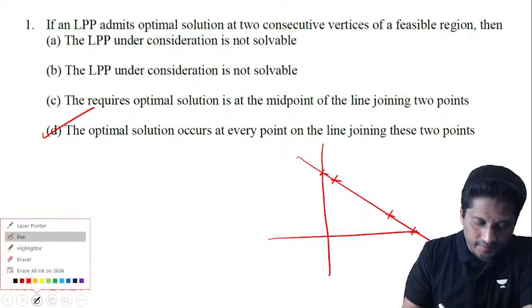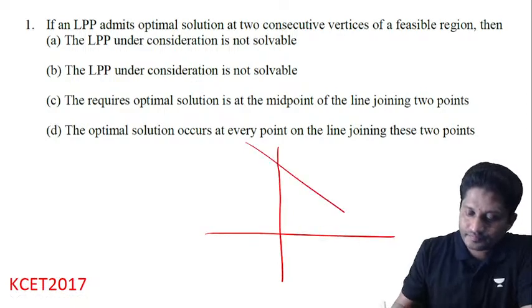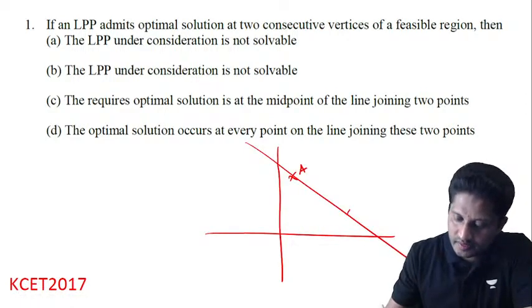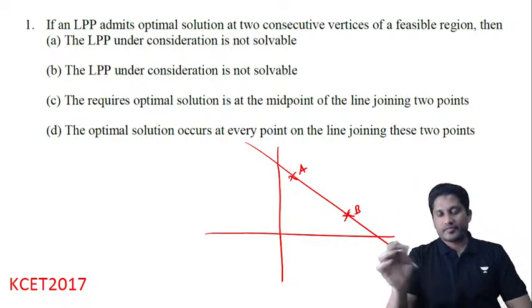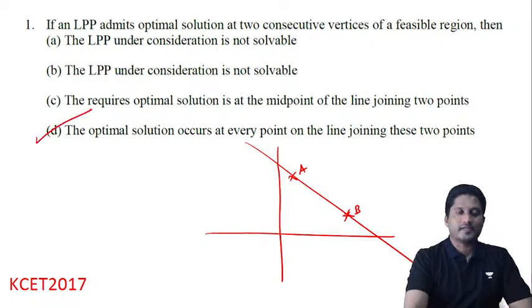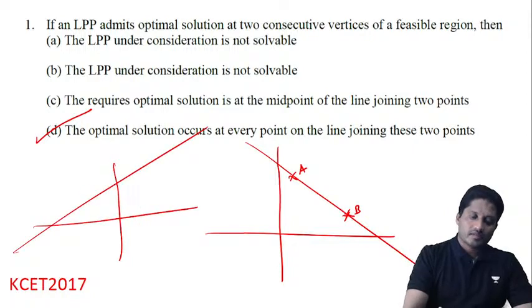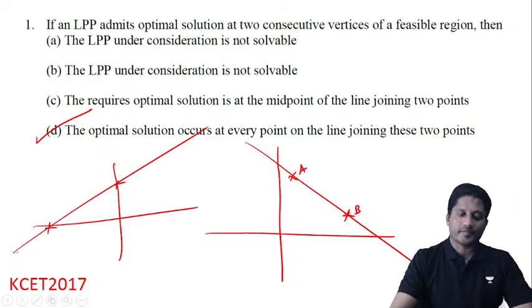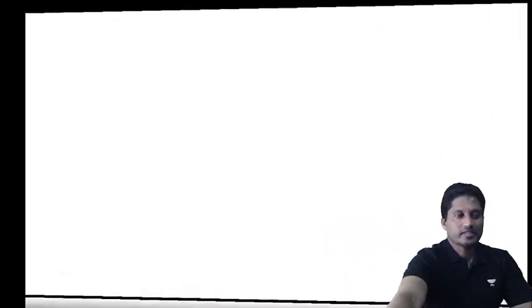Let me repeat once again. If you get a maximum or minimum at two different points of a line, let's say this is A and this is B, then it will occur at every point of the line. So the answer is option D. It is a standard result, guys. Similarly, if it occurs at two corner points, then obviously it is maximum or minimum at every point on this line. So the answer is option D. Let's move to the next question.